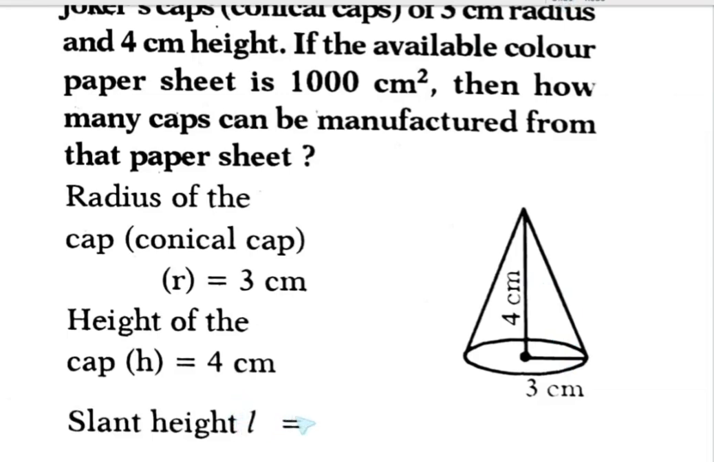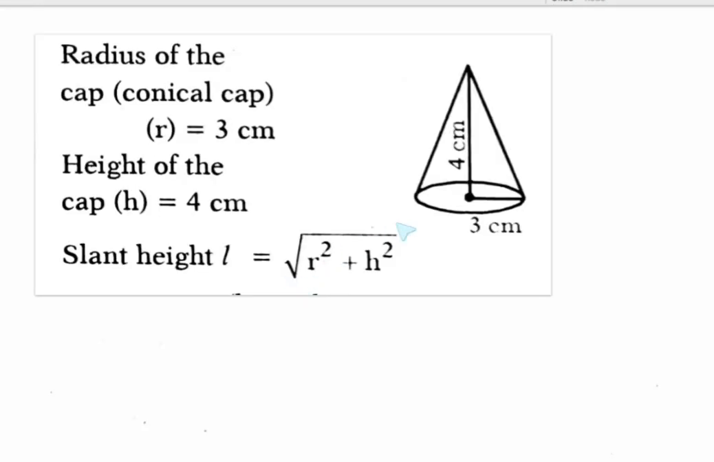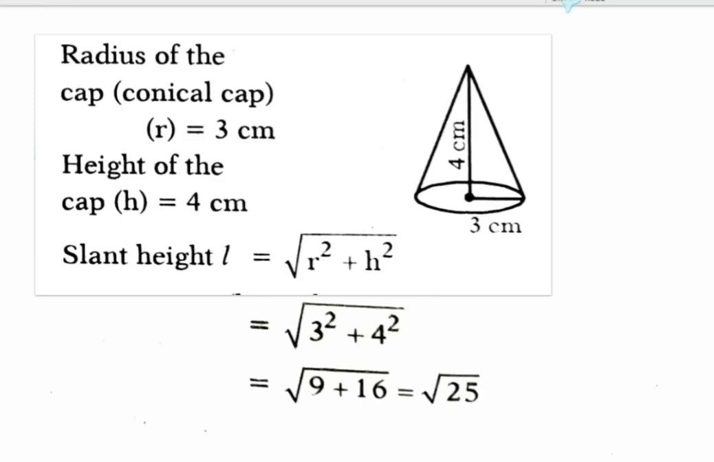So slant height L is equal to under root of h square plus r square. Here r is 3 and h is 4, so 3 square plus 4 square. 3 square equal to 9, 4 square is equal to 16. 9 plus 16 equal to 25. Under root of 25 is 5 centimeters. The slant height is 5 centimeters.